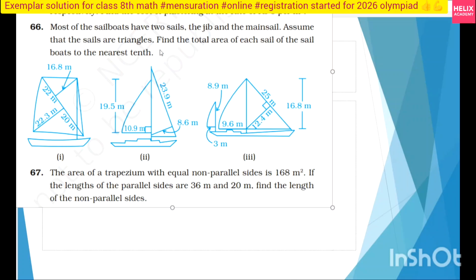Most of the sailboats have two sails, the jib and the mainsail. Assume that the sails are triangles. Find the total area of each sail of the sailboats to the nearest length. Now first, second, third, they have three types of sailboats and the parts are given. So we have to find the total area of everything. Okay, we know the triangle area is what? Half base into altitude, right? So accordingly, we will find the area.